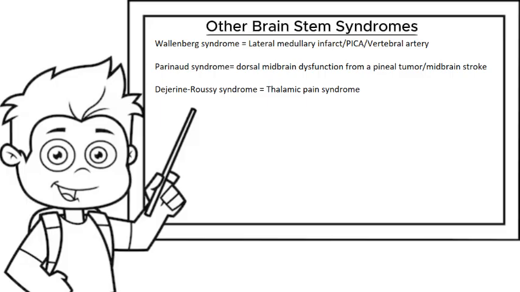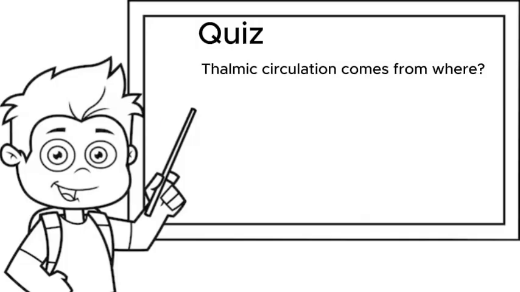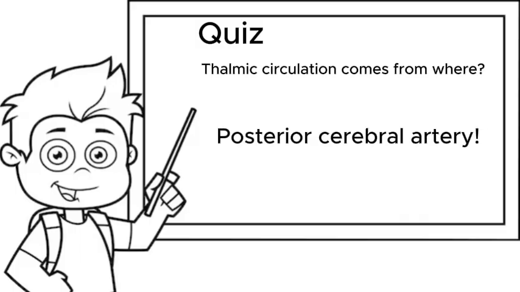Dejerine-Roussy syndrome, this is a fancy name for thalamic pain syndrome, and it comes from a thalamic infarct and not the brainstem. Remember, thalamic circulation comes from which of the arteries? Did you say the posterior cerebral artery? If you said that, then you are correct. It comes from branches of the posterior cerebral artery.